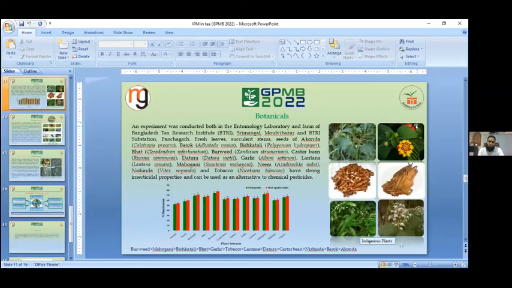Another is botanicals, and we have conducted experiments with some botanicals against the major pests of tea. We have used akondo, bashok, bishkatali, bhat, barweed, castor bean, datura, garlic, mahogany, neem, tobacco, and nishinda, and we have found that these have strong insecticidal properties and can be used as an alternative to chemical pesticides. And we have found that barweed, that is Xanthium strumarium, was found very effective against these pests.